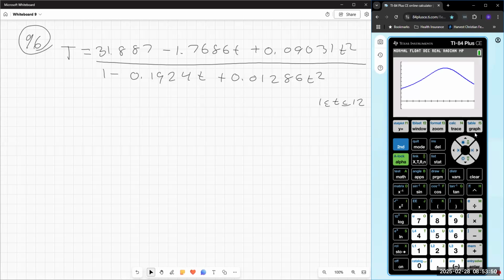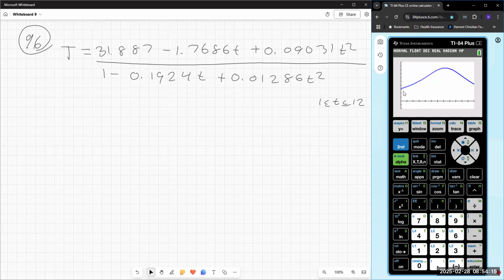So they don't have any negative average temperatures. This is average high temperature. Okay, that makes sense. So graph the model and find all of the absolute extrema.